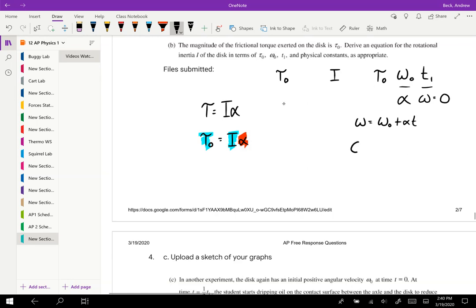So we know that it comes to rest. So our final angular velocity is 0. Our initial is still this omega naught. This alpha is what we wanted to solve for. We said that we needed alpha if we want to solve for I. And then this t is t1.